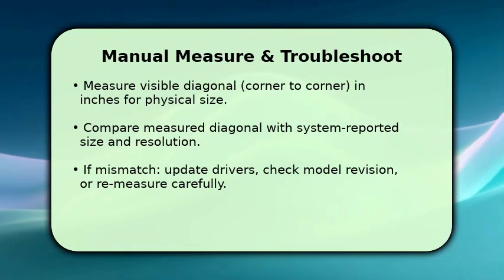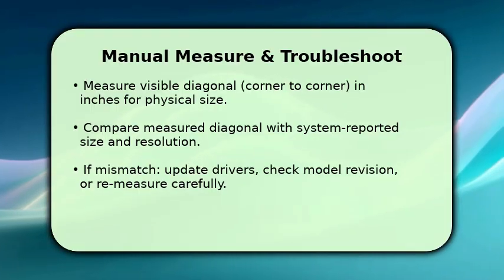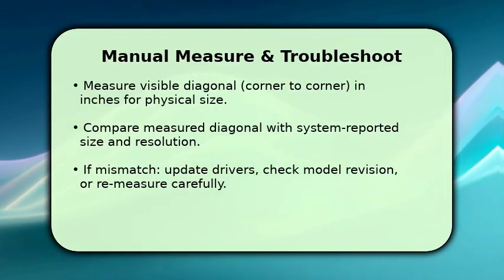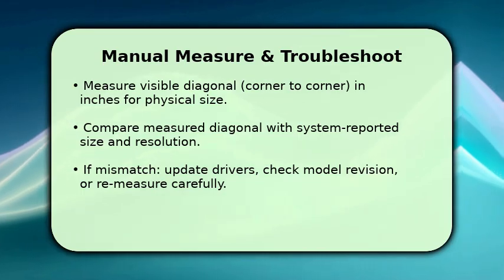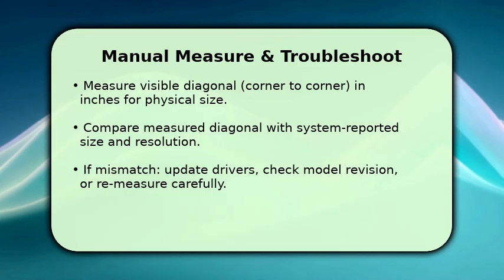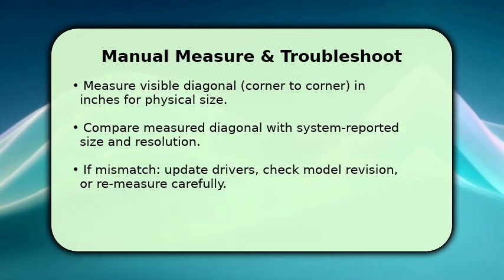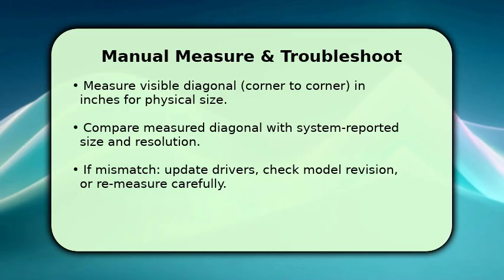Use a tape measure to read the visible diagonal from one corner of the active screen to the opposite corner. Compare that inch value to the system-reported diagonal and resolution. Once done, reconcile differences. Drivers or firmware can report wrong specs, or bezel may hide tiny edges.